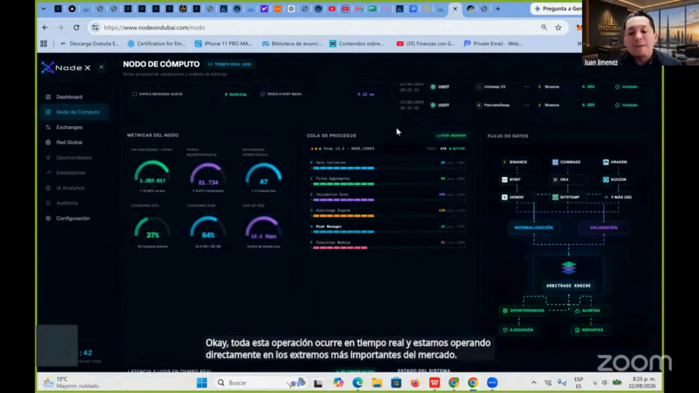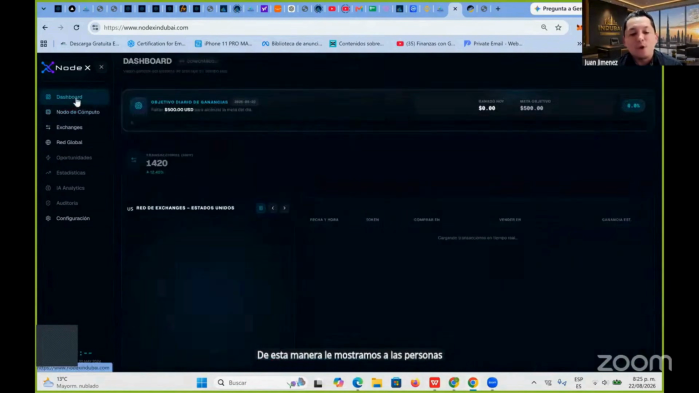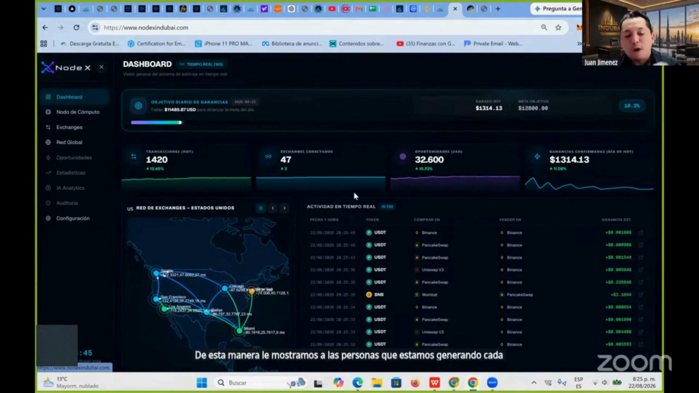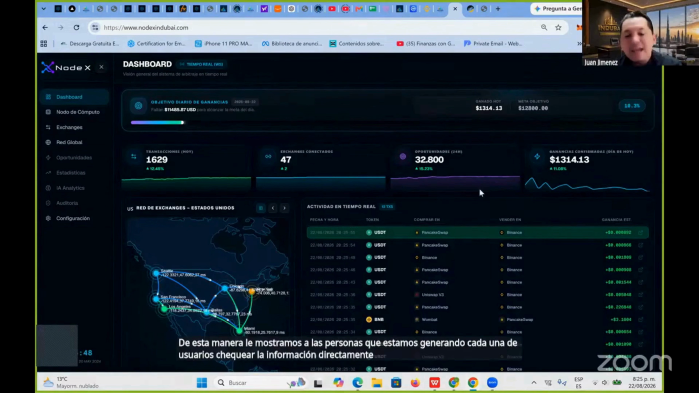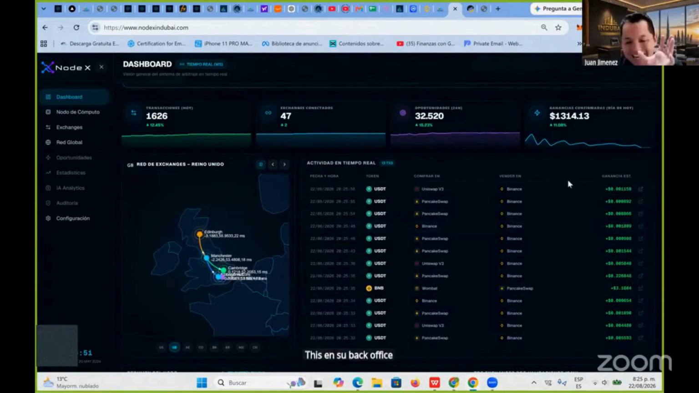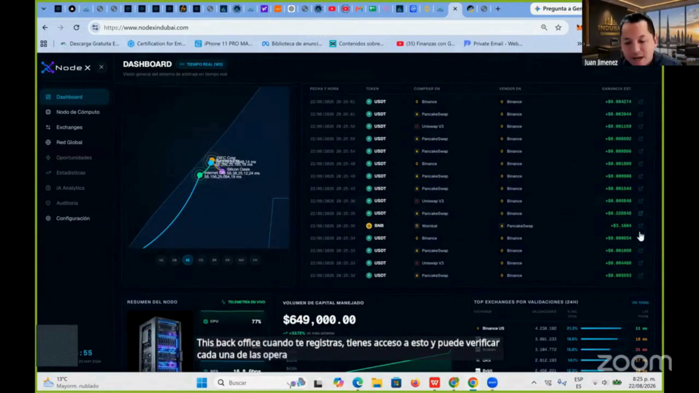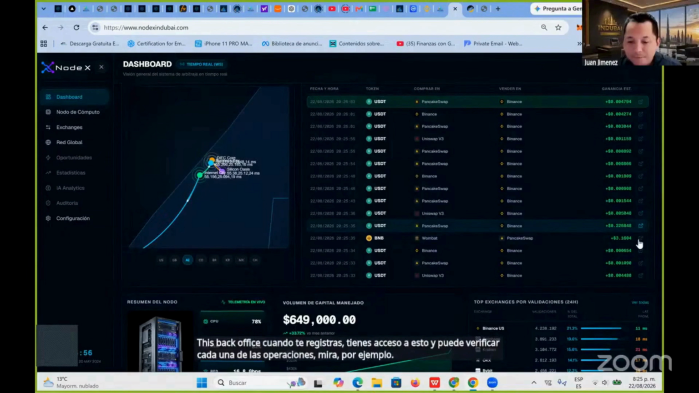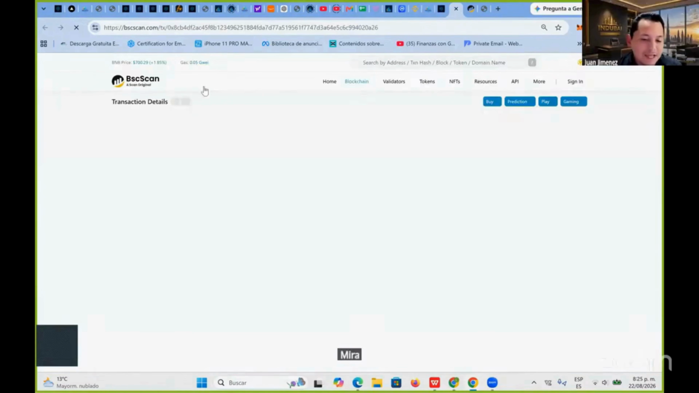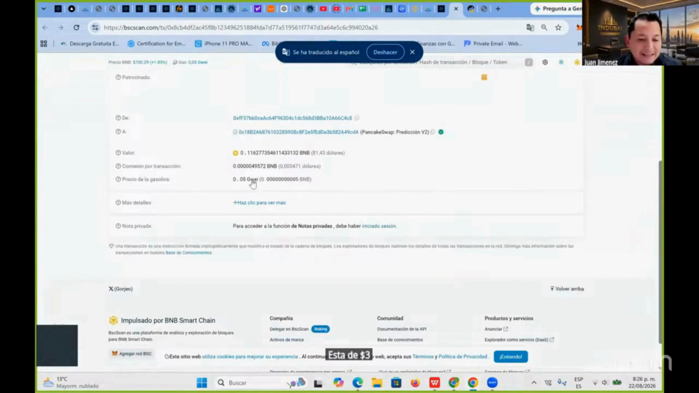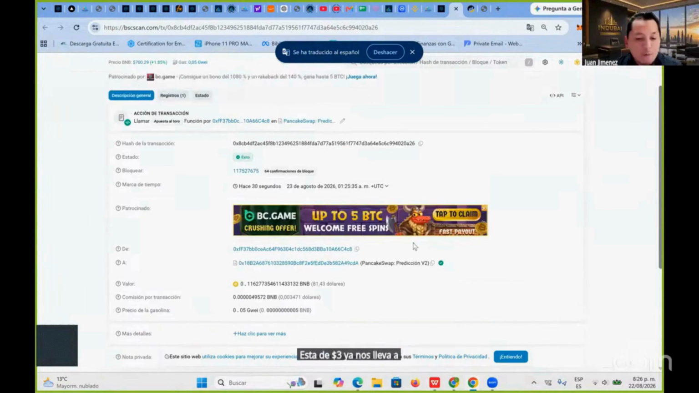In this way, we show people that we are generating for each of the users to check the information directly in their back office. When you register, you have access to this and you can verify each of the operations. Look, for example, let's verify this one for $3. This one for $3 already takes us to a slightly more complete account that you can click on.